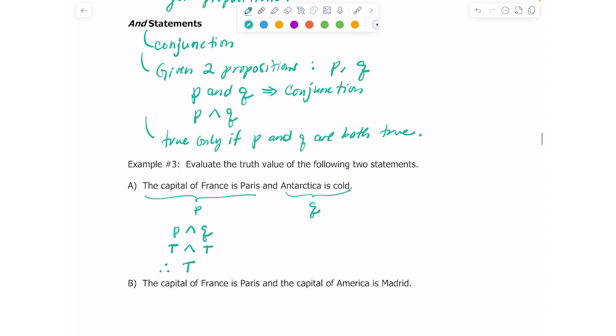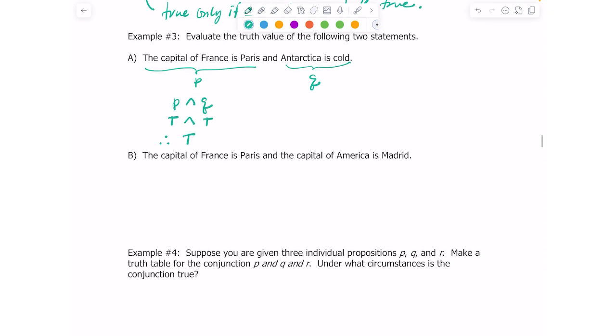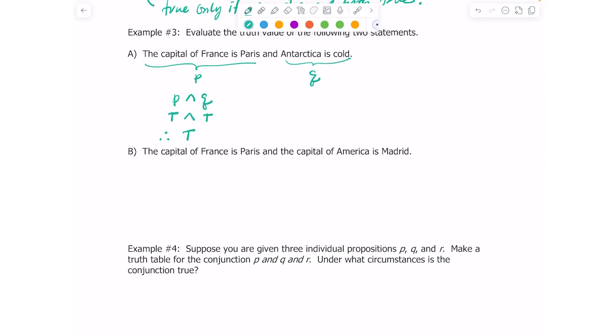Here's another statement. The capital of France is Paris. Okay, we'll call that P. And then we've got the word and. The capital of America is Madrid. Okay, that's Q. So again, we would write that as P ∧ Q if we were writing things symbolically in logic. Well, I know the capital of France is Paris, but the capital of America is not Madrid. That's false, right? So this overall statement then has to be false, because in order for an and statement to be true, both P and Q, all parts, have to be true.